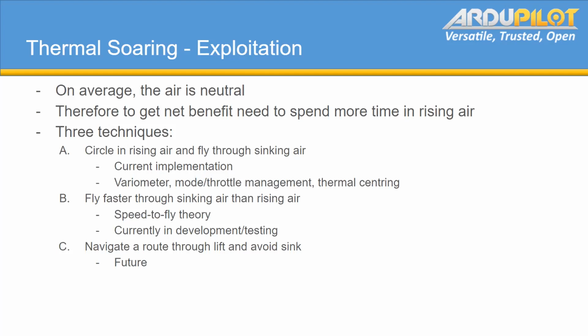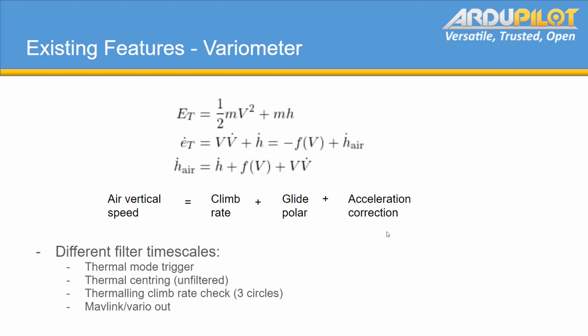But there's also a third technique, which is on our future roadmap, which is to actively navigate the aircraft, so that we're not just flying in a straight line through whatever thermals and sink we encounter, but instead we're picking our way from thermal to thermal and along lines of lift, so that by adjusting our horizontal flight plan, we can fly more through lift and less through sink.